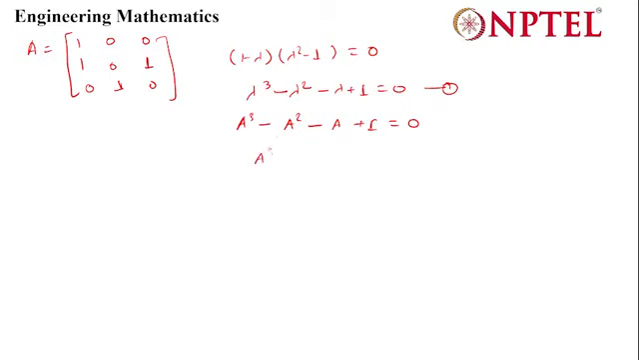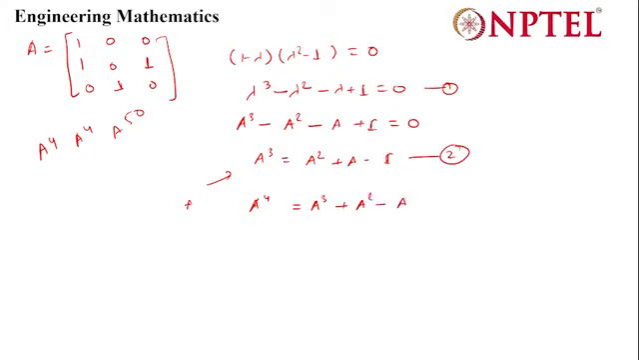If you send these terms to the other side, you'll get this equation. So suppose they are asking you to find A to the power 4 or A to the power 8 or A to the power 50. So how will you do that? From here, what you have to do, you have to just multiply A in that. Suppose we are multiplying A in this equation, it will be A to the power 4 is equal to A cube plus A square minus A.